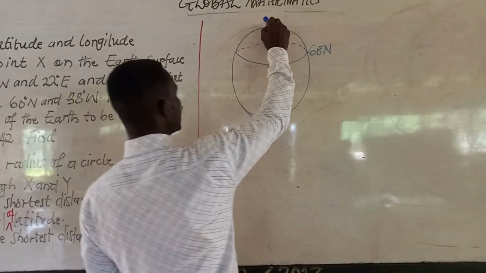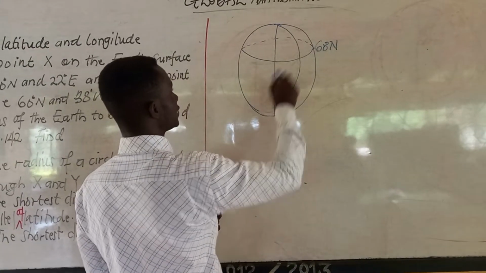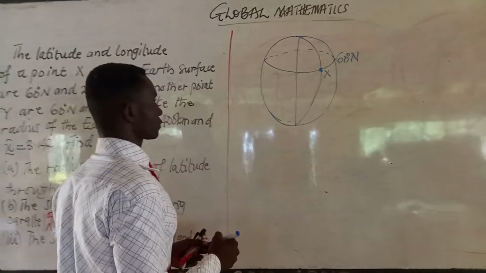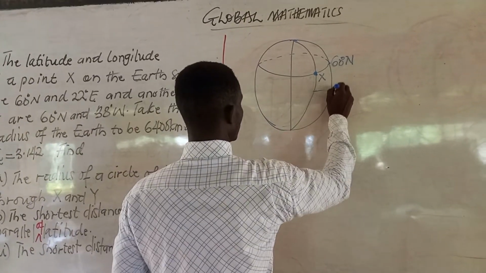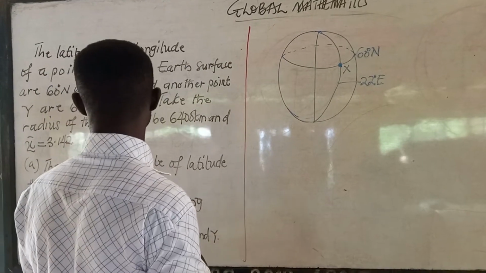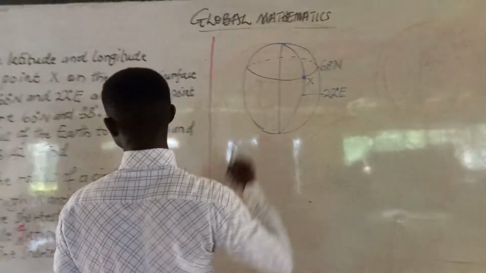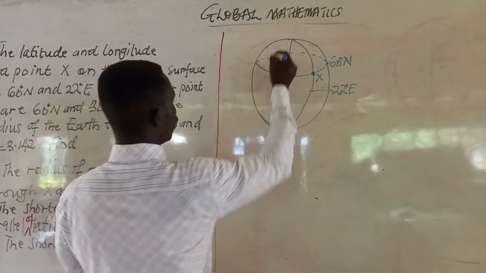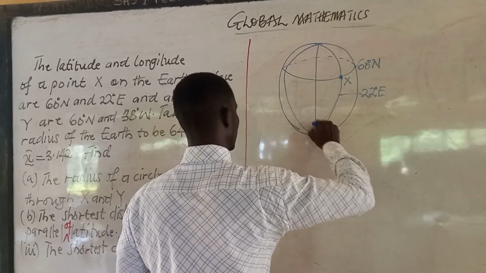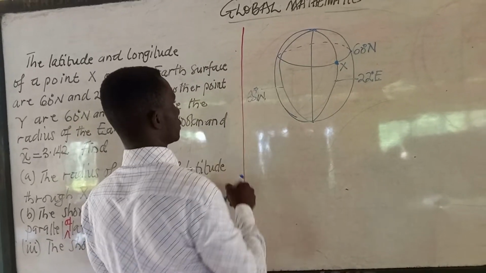And the longitude is 22 degrees east. So 22 degrees. What does it mean, the latitude? It means the latitude at this point. So this is the point X on the Earth's surface, 22 degrees east. Another point, which is Y, 60 degrees north, means that it is on the same latitude. And 38 degrees west. So the longitude will be 38 degrees west.